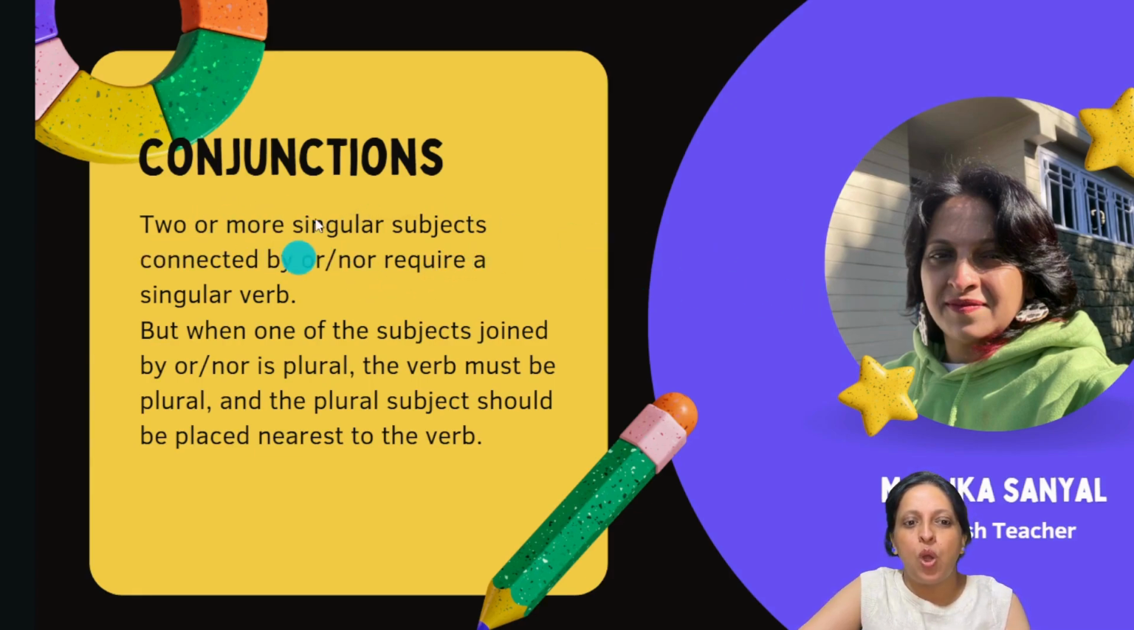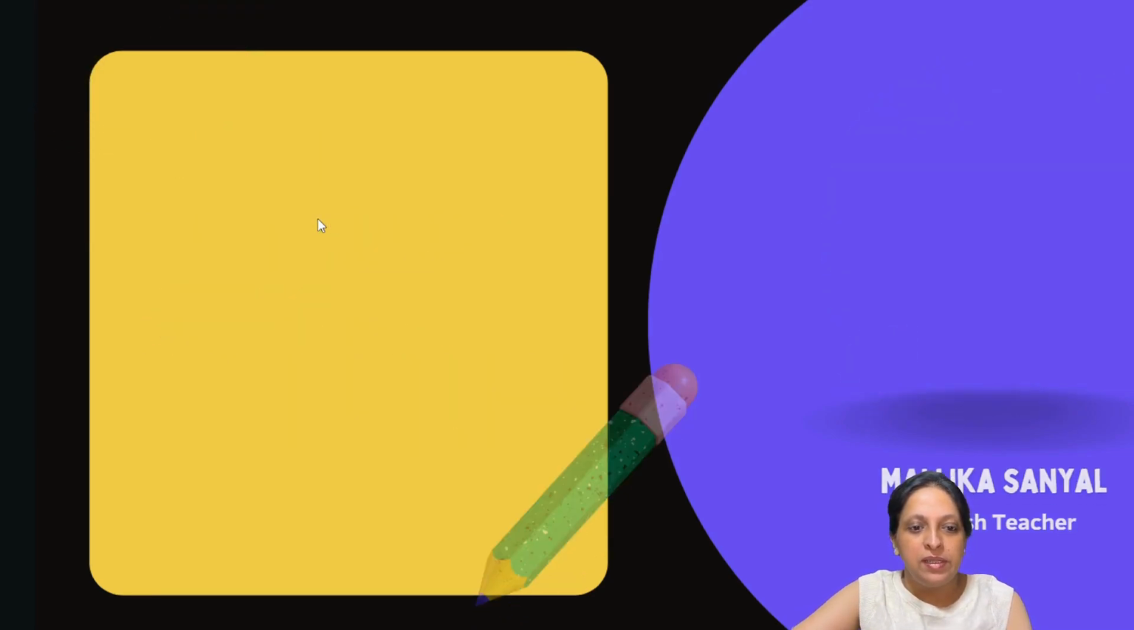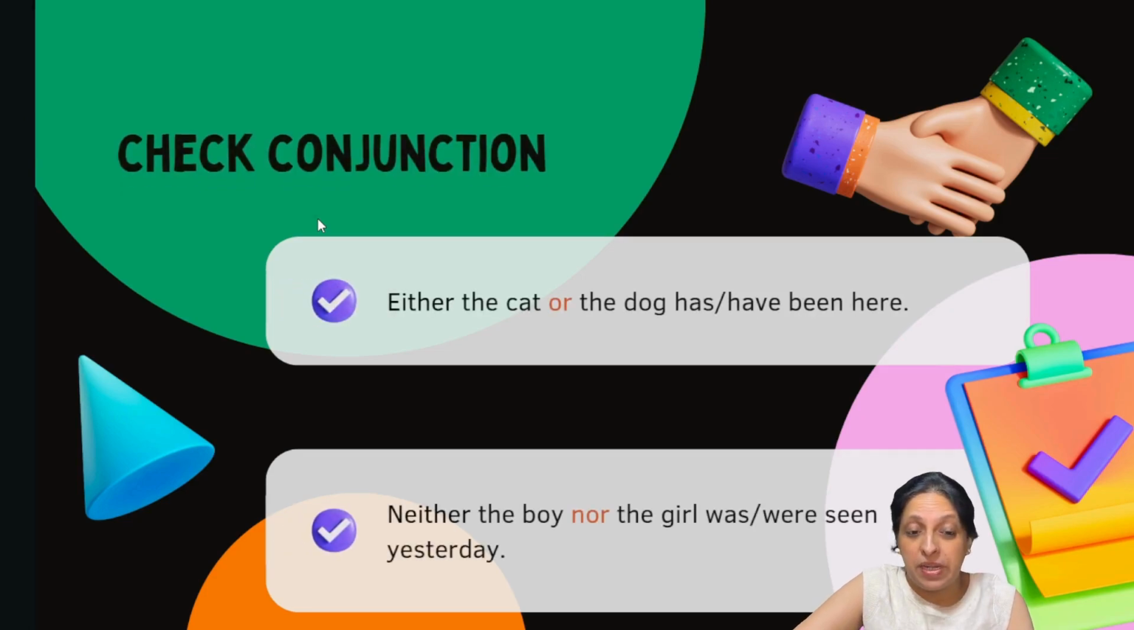So what is it? Two or more singular subjects connected by or nor. Keep in mind that both the subjects need to be singular in case we are joining by or nor. We are not talking about the conjunction and. We discussed about it. Today we are going to discuss about the conjunction or nor. That means either or and neither nor. This is what we are going to discuss today. Okay. So let's move on. Let us see some examples.